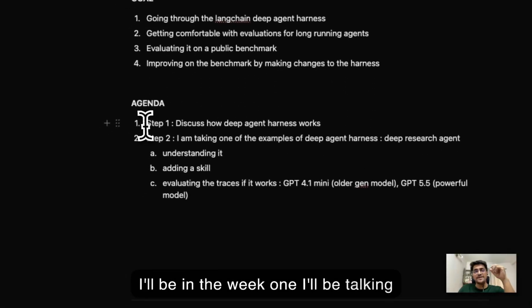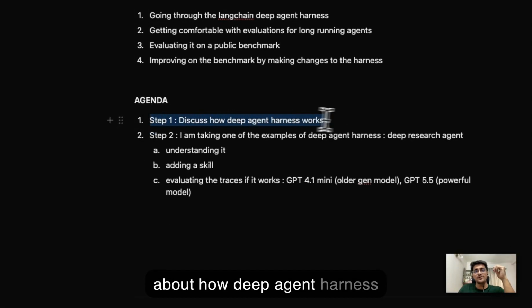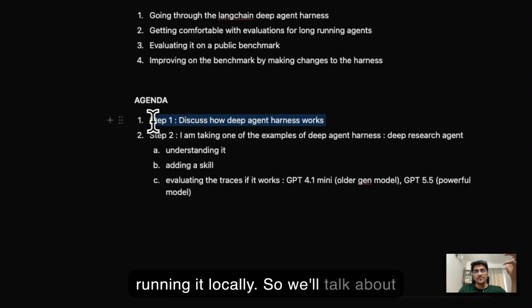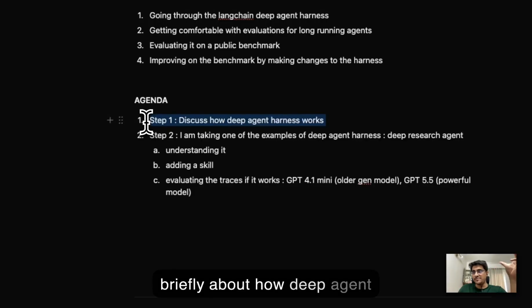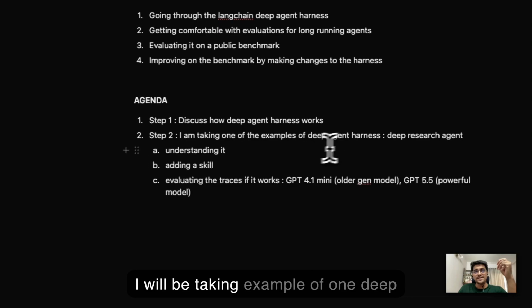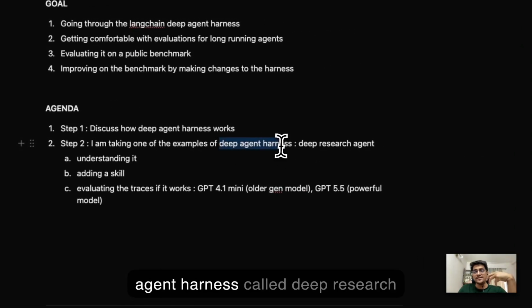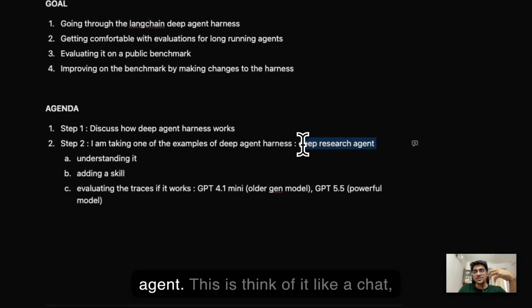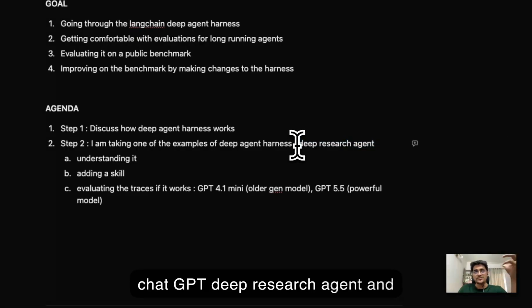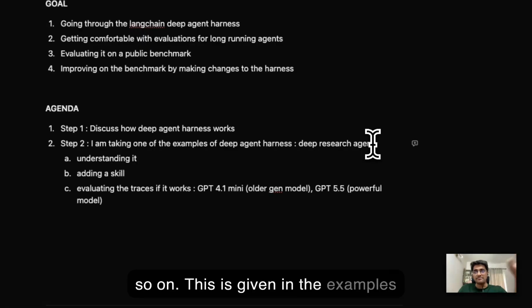Today I'll be in week 1, and I will be talking about how the Deep Agent harness works. So I've cloned it locally and running it locally. So we'll talk briefly about how the Deep Agent harness works. And in step 2, I will be taking the example of one Deep Agent harness called Deep Research Agent. Think of it like ChatGPT Deep Research Agent, and so on. This is given in the examples of the Deep Agents repository.